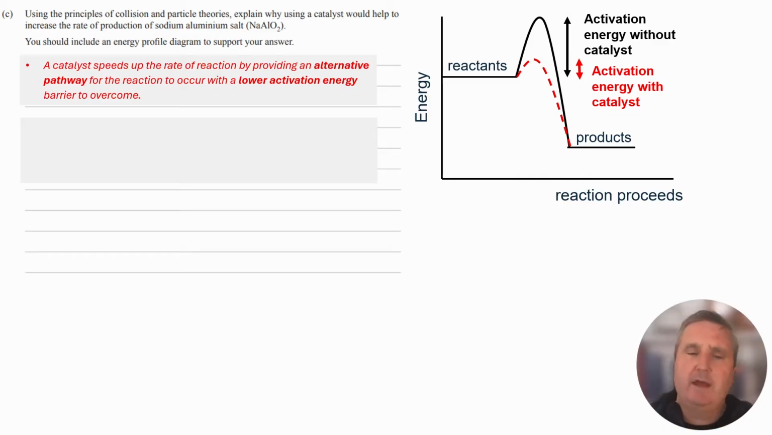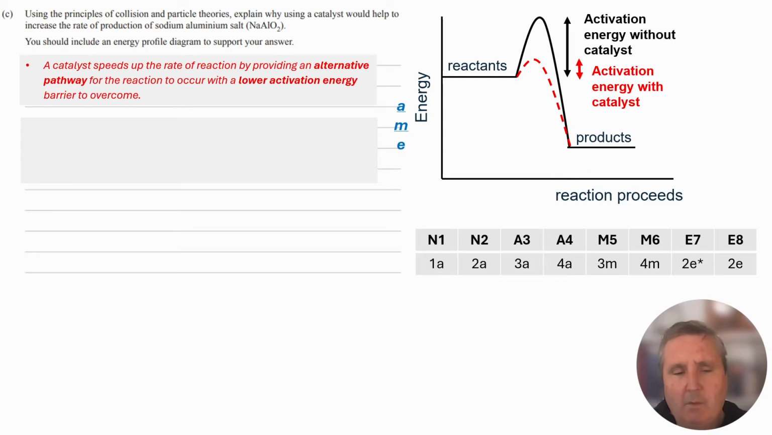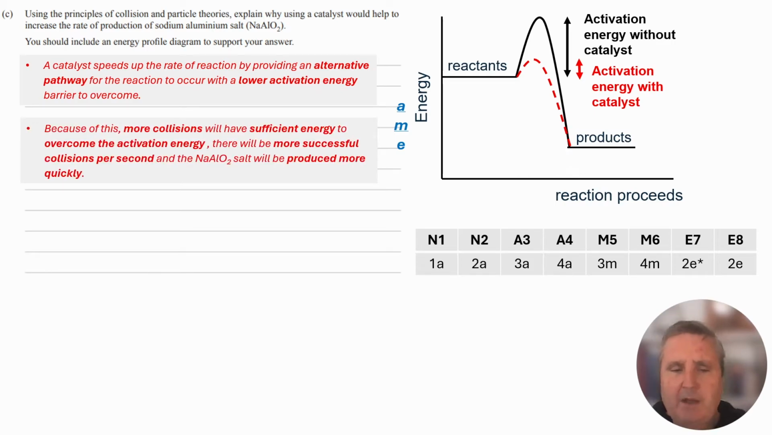So this provides an alternative path with a lower activation energy, but how does that actually speed up the reaction? Well, what we would say here is because of this, more collisions that occur have sufficient energy to overcome the activation energy, and there will be more successful collisions per second, and the sodium aluminium salt will be produced more quickly, so we'll speed up the reaction.